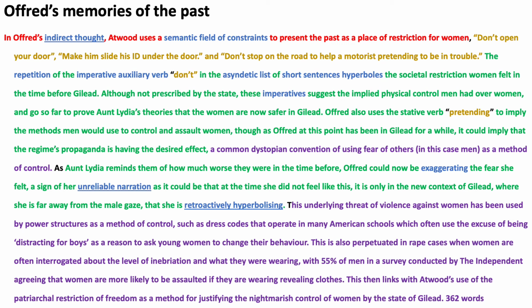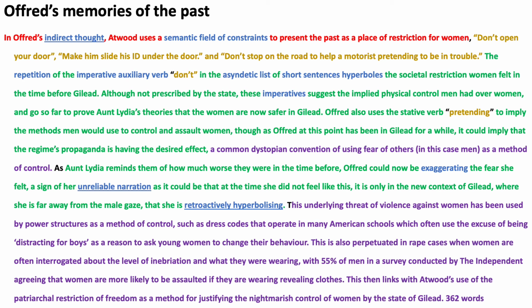This is also perpetuated in rape cases when women are often interrogated about the level of inebriation and what they were wearing, with 55% of men in a survey conducted by The Independent agreeing that women are more likely to be assaulted if they are wearing revealing clothes. This then linked with Atwood's use of the patriarchal restriction of freedom as a method for justifying the nightmarish control of women by the state of Gilead.